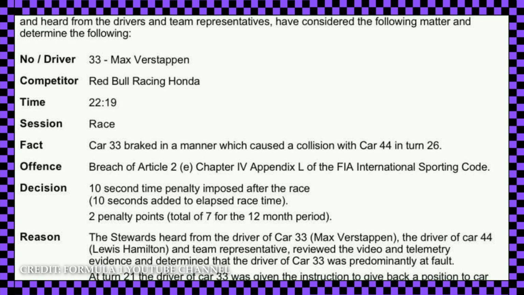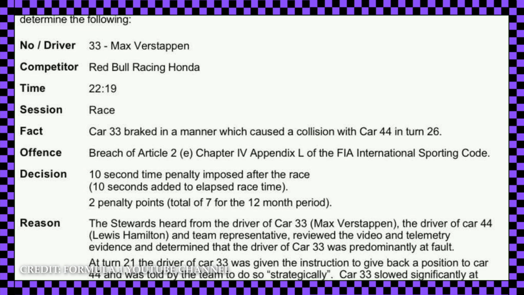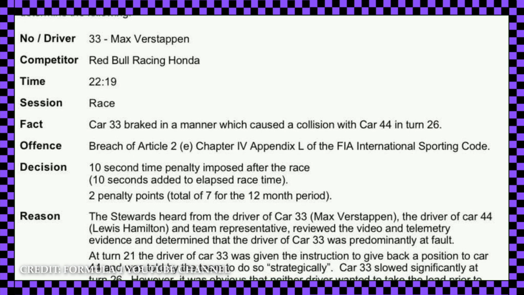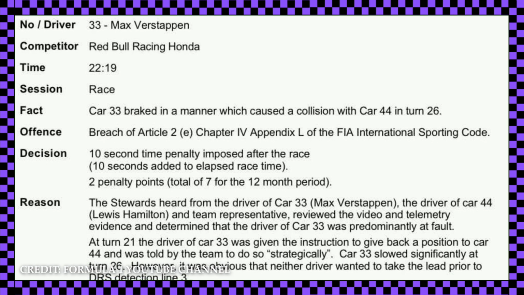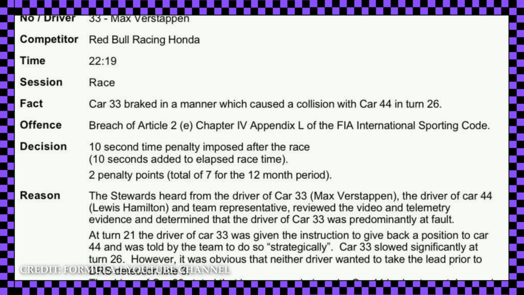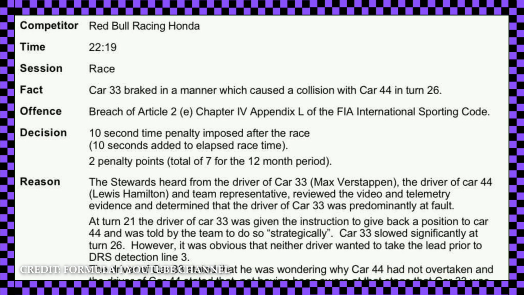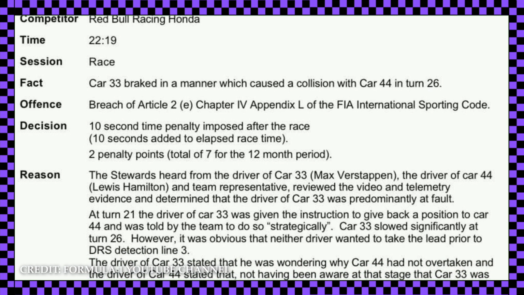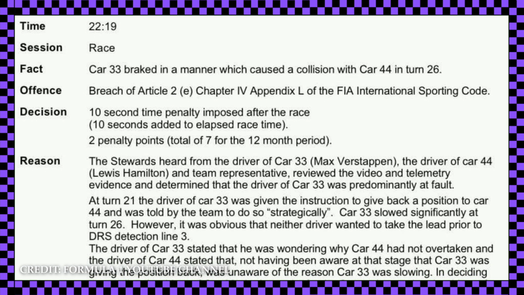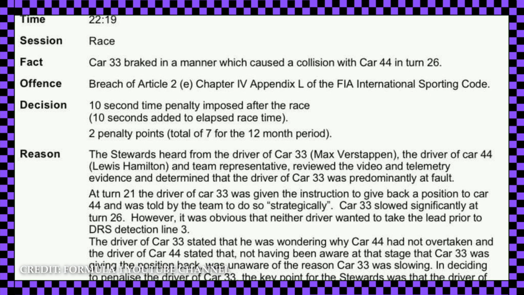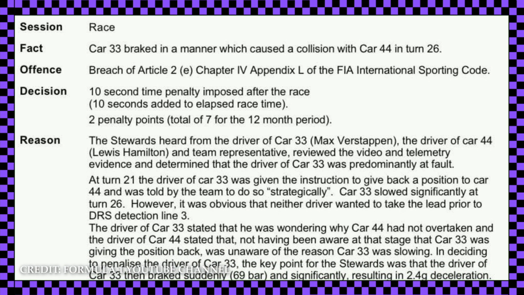The steward said the manner in which Verstappen braked later was a breach of Article 2 subsection E, Chapter 4, Appendix L of the FIA International Sporting Code. Their statement read as follows. The driver of car 33 stated that he was wondering why car 44 had not overtaken, and the driver of car 44 stated that not having been aware at the stage that car 33 was giving the position back, was unaware of the reason car 33 was slowing.